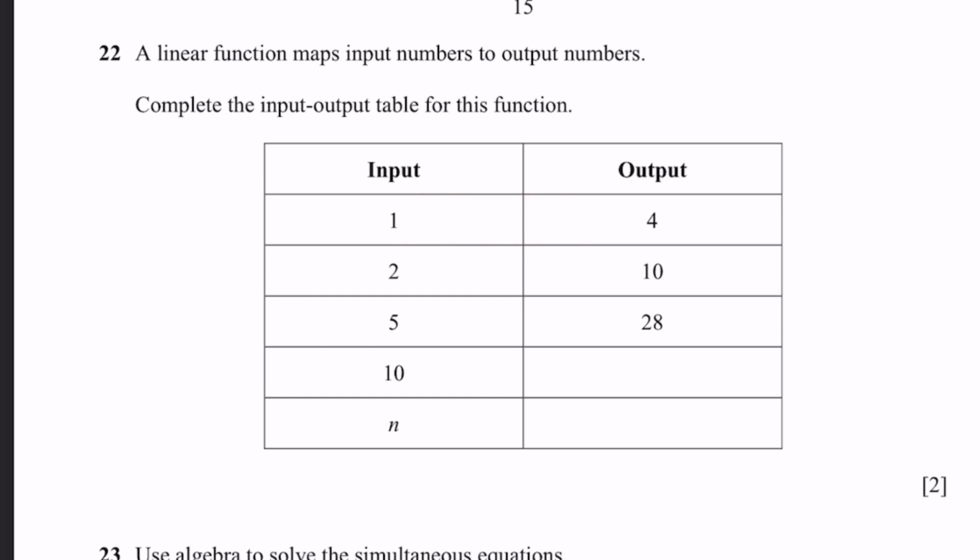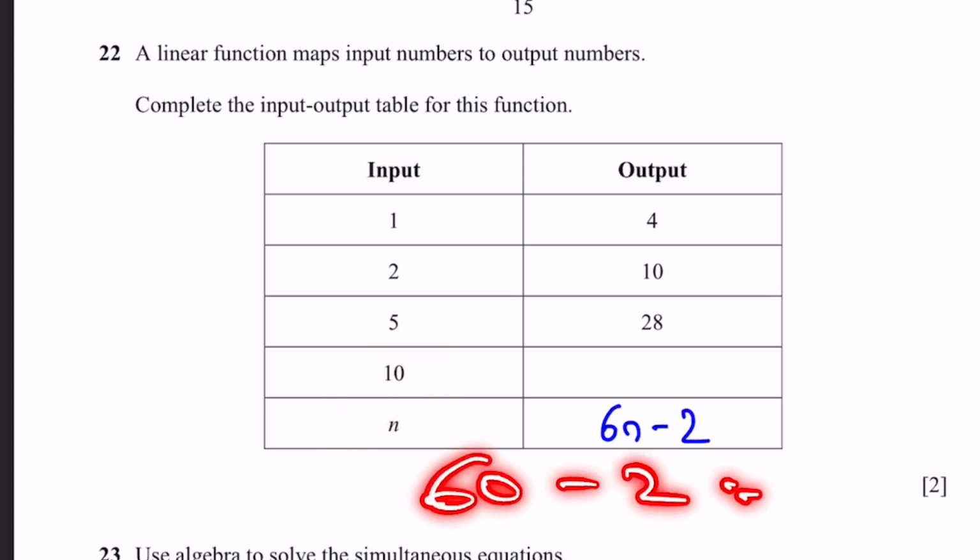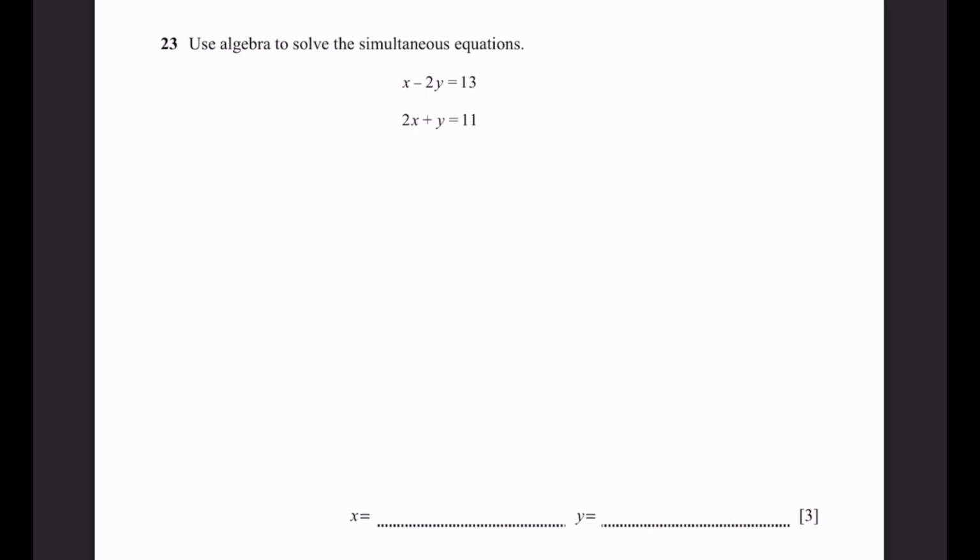If you use 6n minus 2 here, 60 minus 2, which is 58. And that's the answer.